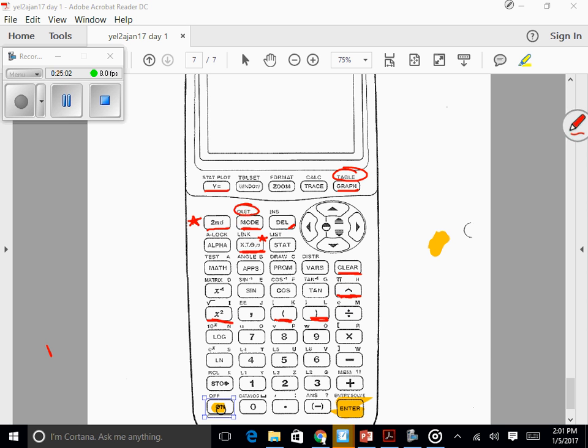Alright, Zoom, not yet. Trace, not yet. Window, table set, when we need them. Alright, so let's do this.